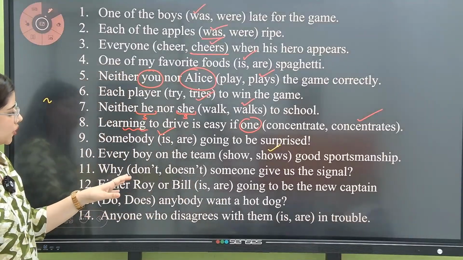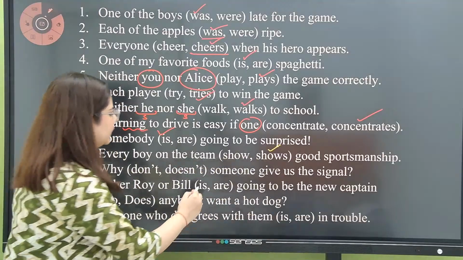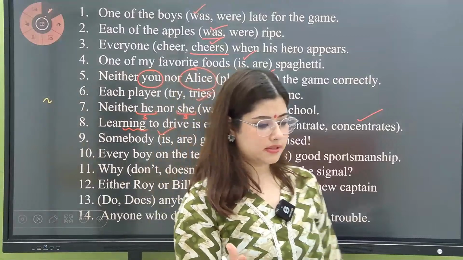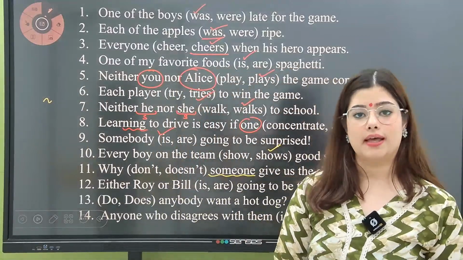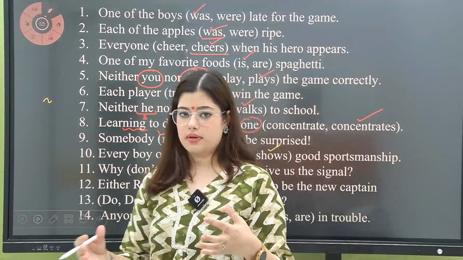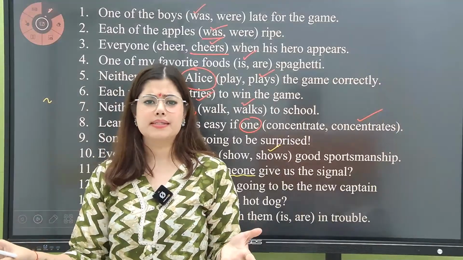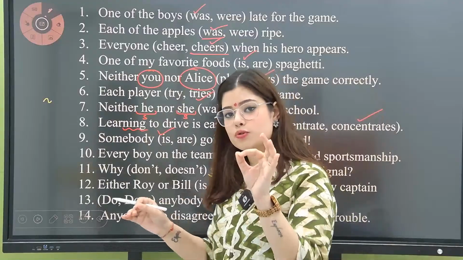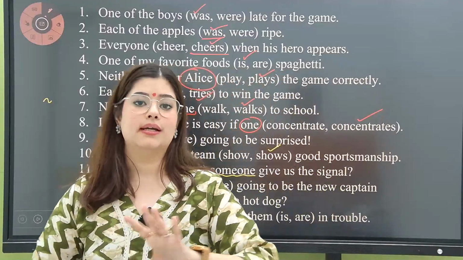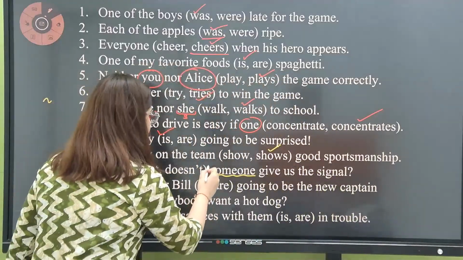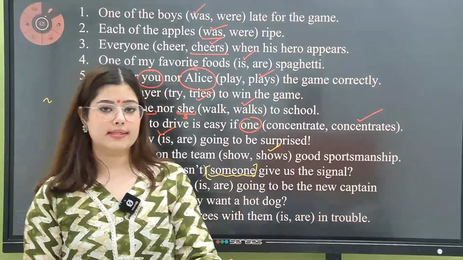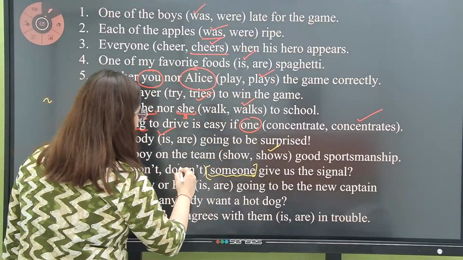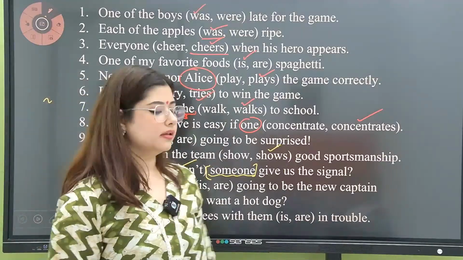Why dash someone give us the signal? Someone. It's not always necessary that the subject would be placed at the start of the sentence. Sometimes it can be placed mid-sentence, right? So do not get confused by that. Always try to spot your subject in your sentence, right? So here, someone takes up a singular verb form we've just discussed. Why doesn't someone give us the signal?